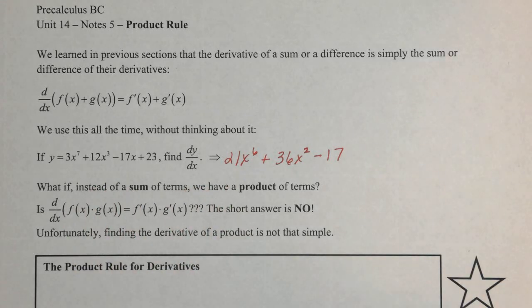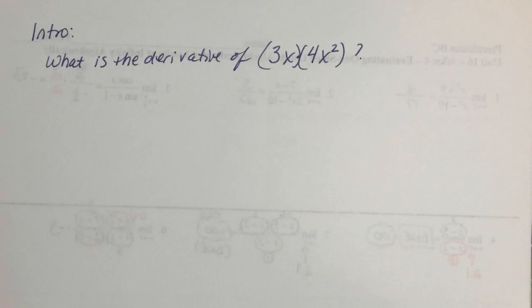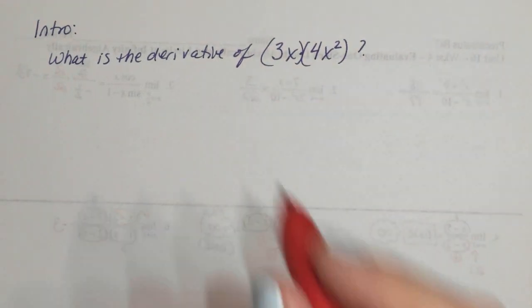So what if instead of a sum or a difference of terms, we have a product of terms? What if we have the product of two terms or more? How do you take the derivative of that? Is it as simple as just taking the derivative of each piece and multiplying it together? The short answer is no, but I want to show you why it wouldn't make sense to do that.